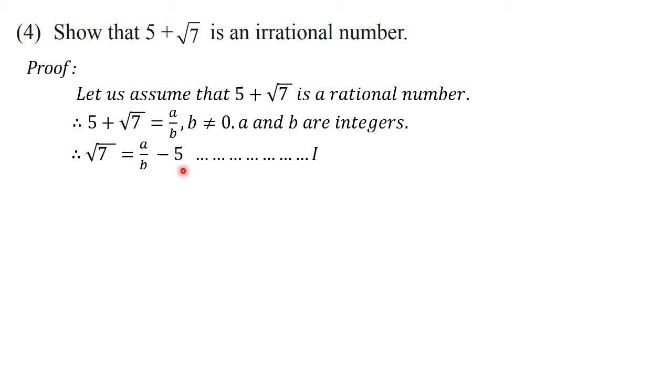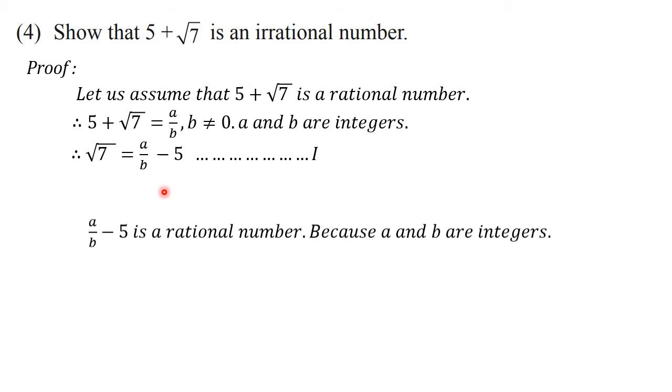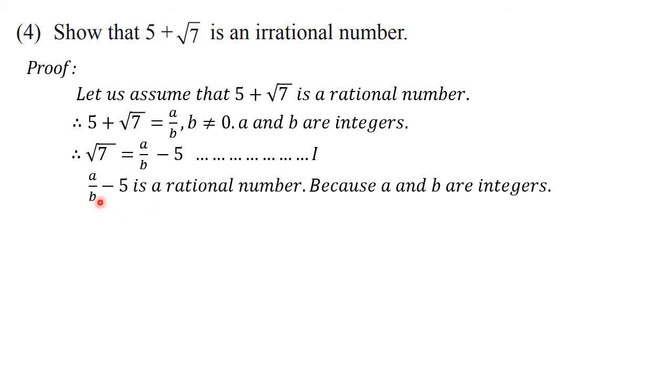5 is also an integer. So any operation if we do on integers, then the answer is going to be an integer. That means the right hand side is an integer. That we can write down, that A upon B minus 5 is a rational number because A and B are integers. Okay, but see the left hand side.